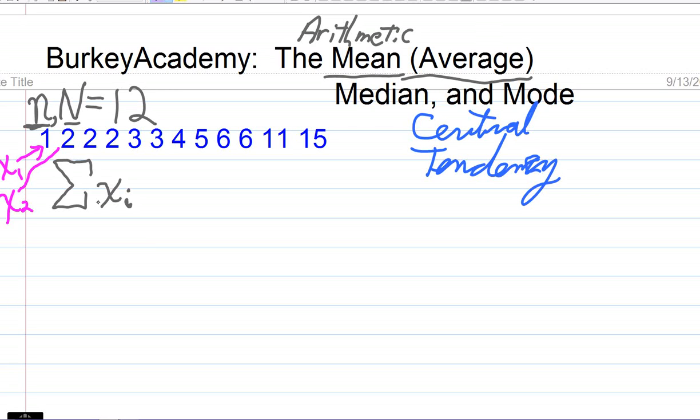And so this is saying, take each x from i equals 1 all the way up to n. Take each number and add it. So take x1 plus x2 plus x3 plus x4. Take all those numbers and then, after you add them up, divide them by n. That gives you the average.